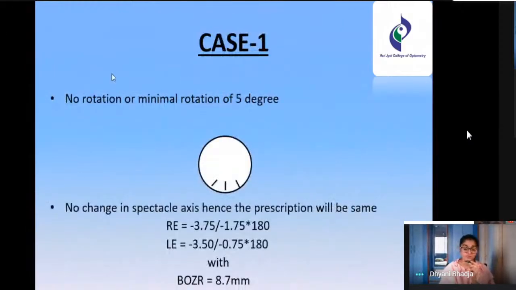First case: no rotation or minimal rotation of 5 degrees. Here we can see there is no rotation of markings. So hence the prescription will be the same. Right eye minus 3.5 with minus 1.75 axis will be the same. No changes in spectacle axis, with VOZ of 8.7.